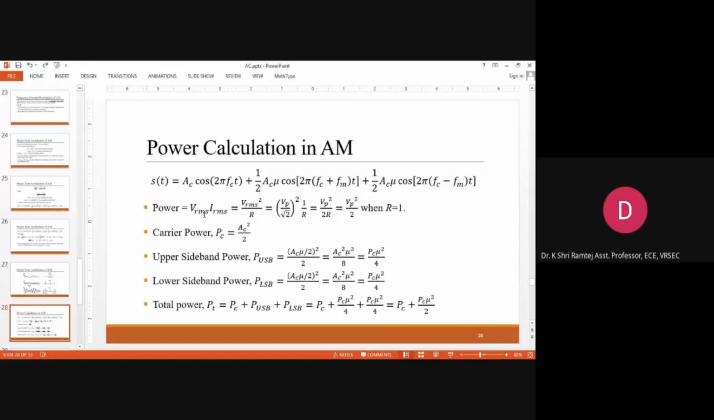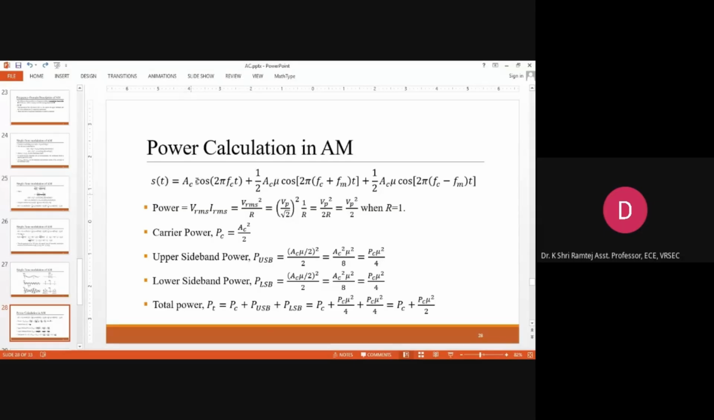So the same thing I have written in the slide. Power can be given as VRMS into IRMS or VRMS squared by R. You know that the relation between VRMS and peak voltage is given by VRMS equal to Vm by square root 2. So by taking R equal to 1, we can find the power by using Vm squared by 2.